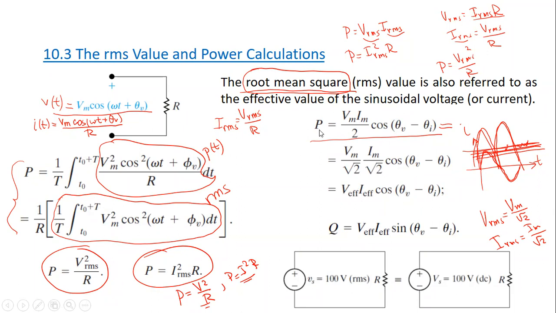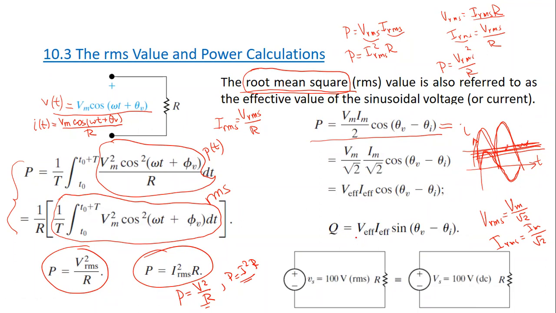So P can be calculated as V effective, I effective cosine (theta V minus theta I). If you are using maximum values, you need to divide by 2. If you are using effective or RMS values, you don't need to divide by 2. For Q it's the same. Q was calculated as V maximum, I maximum over 2 sine of the phase shift. Here we eliminate this 2 by using the RMS or effective values: V effective, I effective sine (theta V minus theta I).